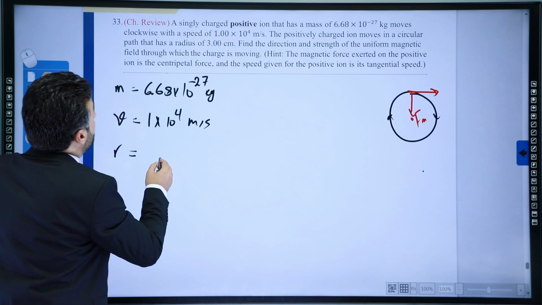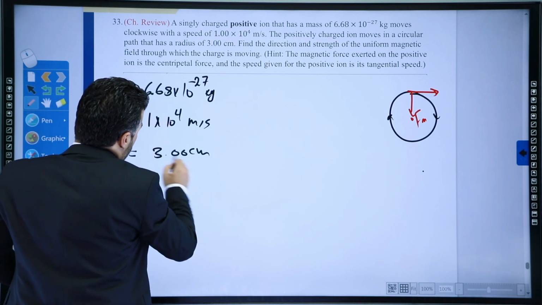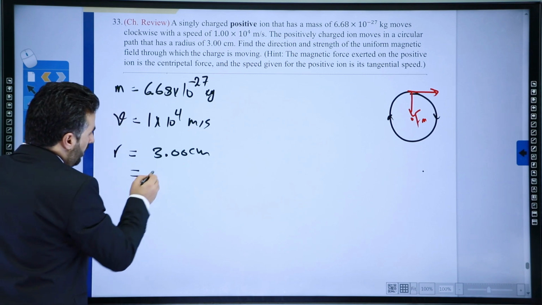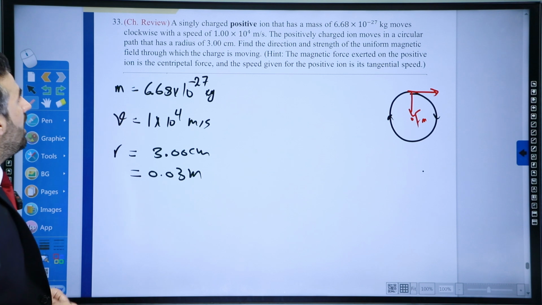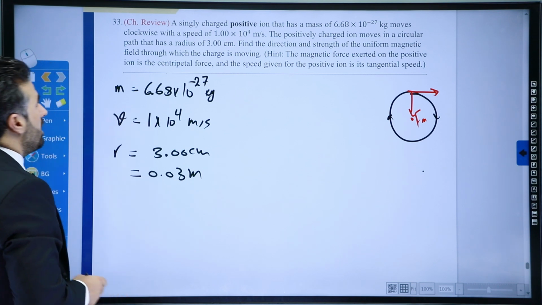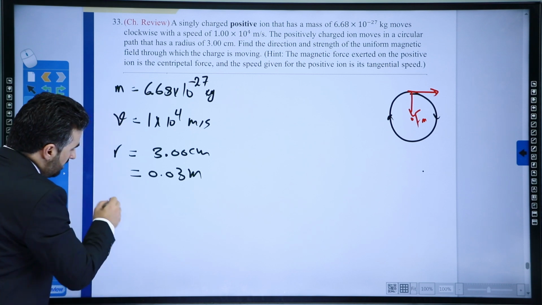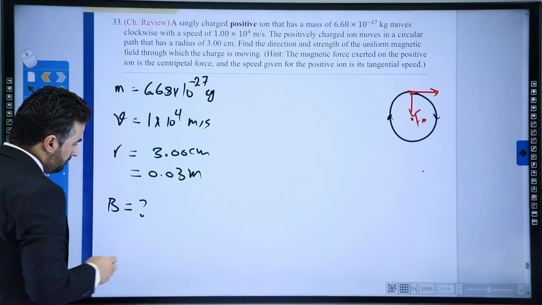The radius of this circular path is 3 centimeters. Of course, we're going to convert the centimeters to meters. We can say 0.03 meter. Find the direction and strength of the uniform magnetic field through which the charge is moving. So find B, the magnitude and the direction as well.